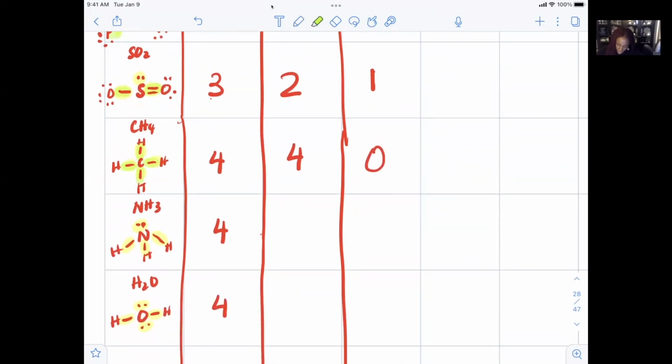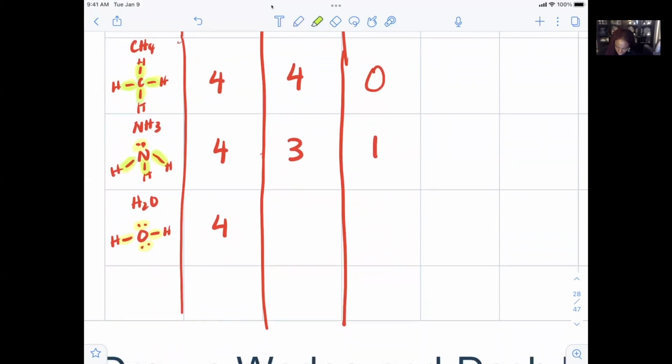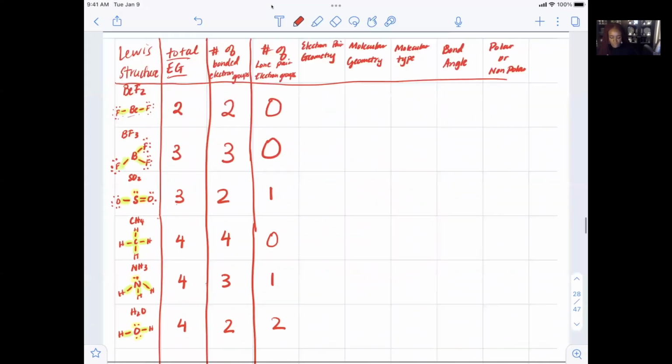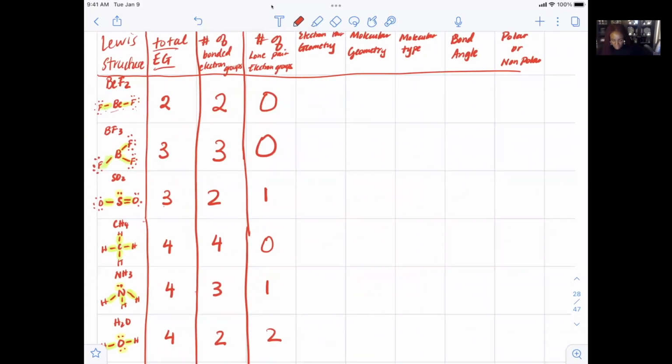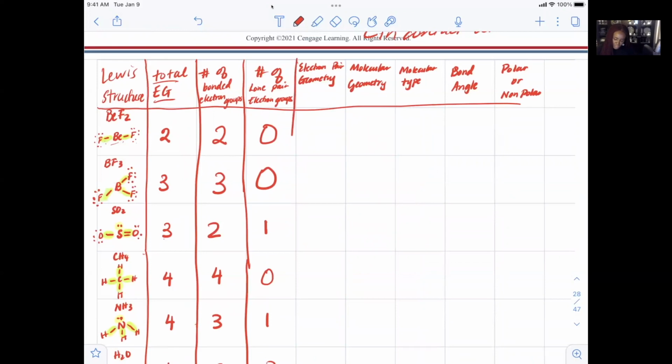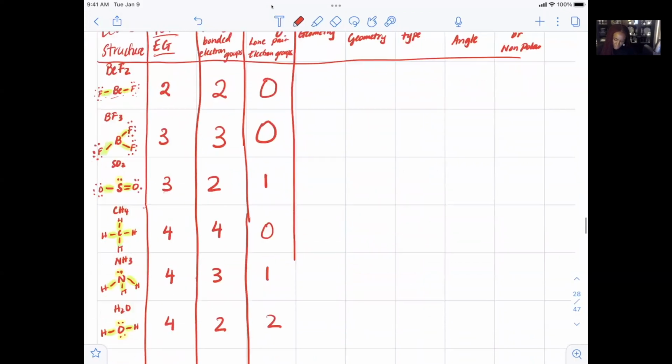In NH3, I only have 3 of the groups I highlighted before that are bonded groups. And there's one that I didn't highlight again because that's a lone pair group. In water, I have 2 bonded groups and then the 2 lone pairs that I didn't highlight. So 2 bonded groups, 2 lone pairs. Hopefully this will help you guys in your lab, because the geometry you pick has to be consistent with the number of bonded groups you have.